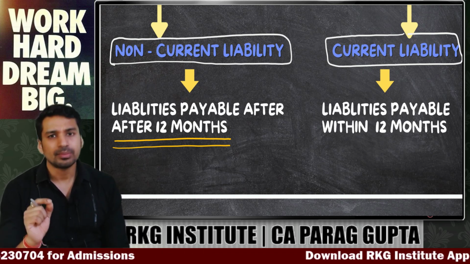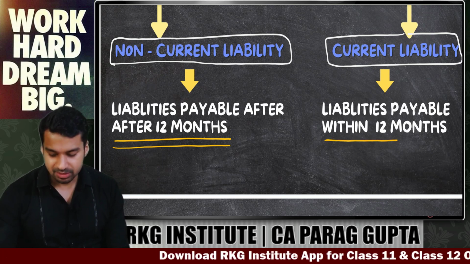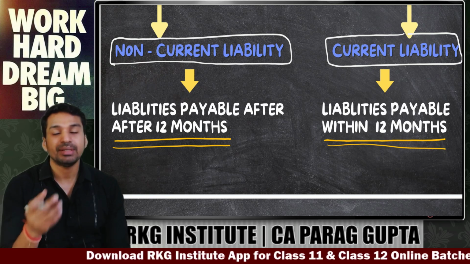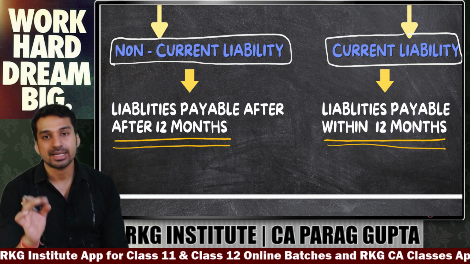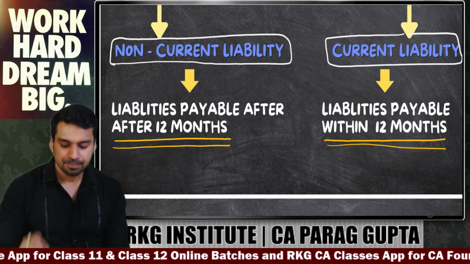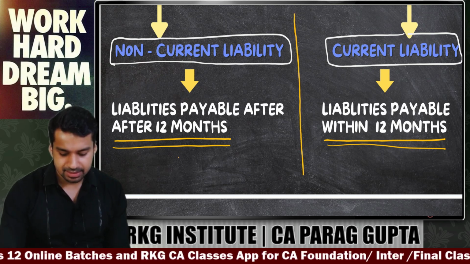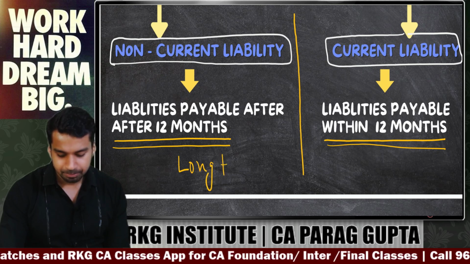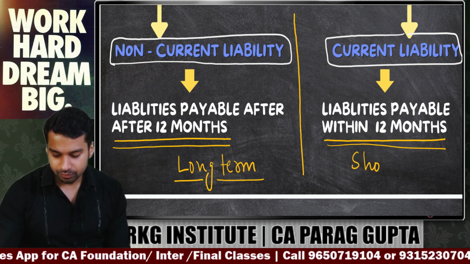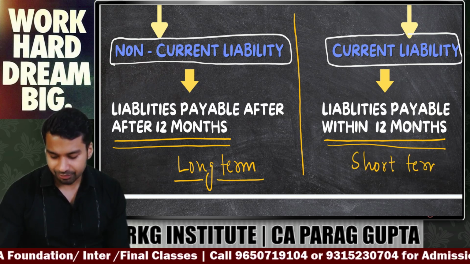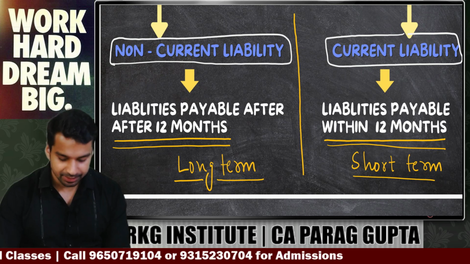But if you borrow money from a bank and you have to repay, let's say, after 6 months or after 7 months or after 3 months, means within 12 months, then that liability will be considered as current liability. So you can remember this in a way that non-current liability is kind of long-term liability which you have to pay after 12 months, and current liability is a kind of short-term liability which you have to pay within 12 months. So these are current and non-current liabilities.